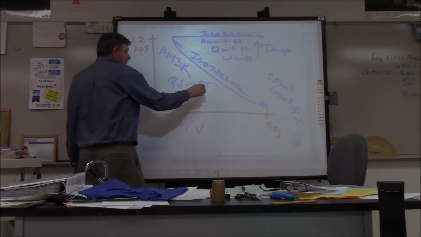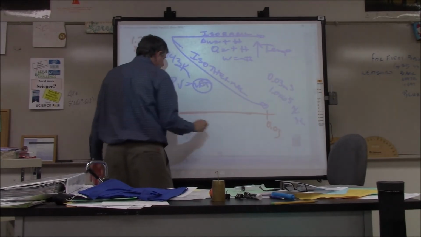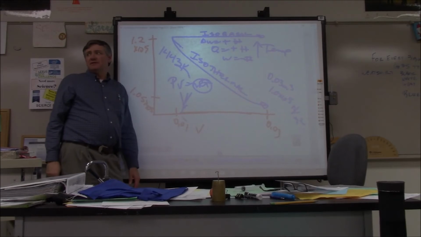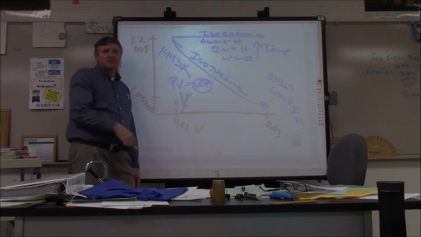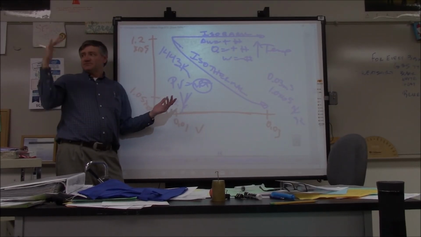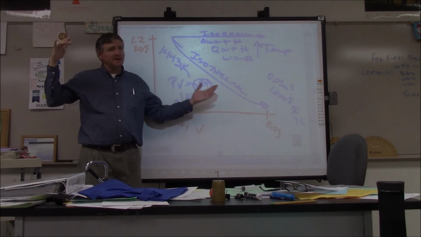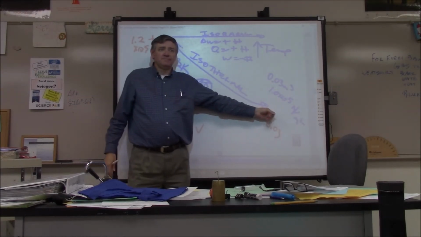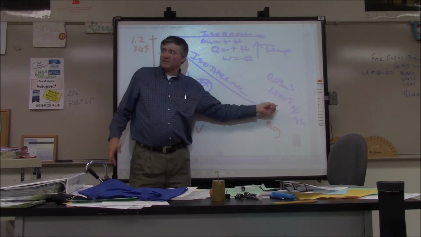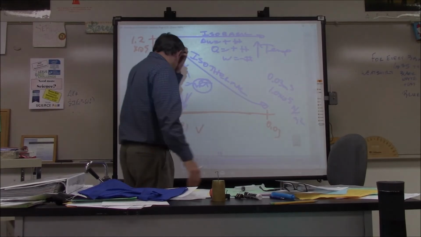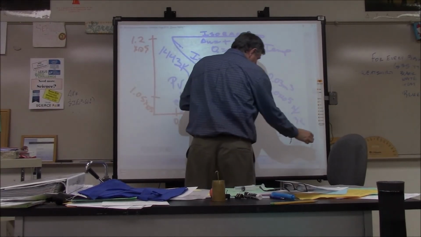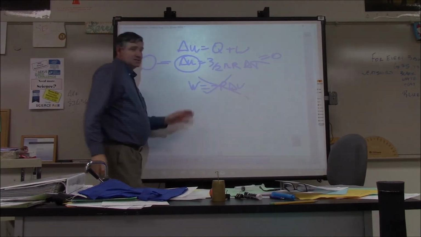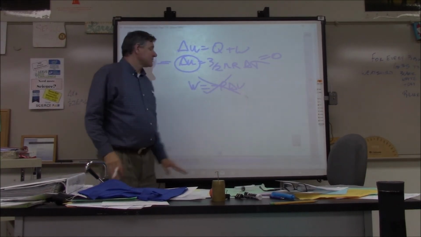So if this side isn't changing and my volume is getting bigger, what has to happen to my pressure? It has to get smaller. It's an inverse relationship. As volume gets bigger, pressure has to become smaller and smaller. That's why this is a curved line, because of the inverse relationship between pressure and volume. Now, for this particular situation, I can't use work equals negative P delta V.